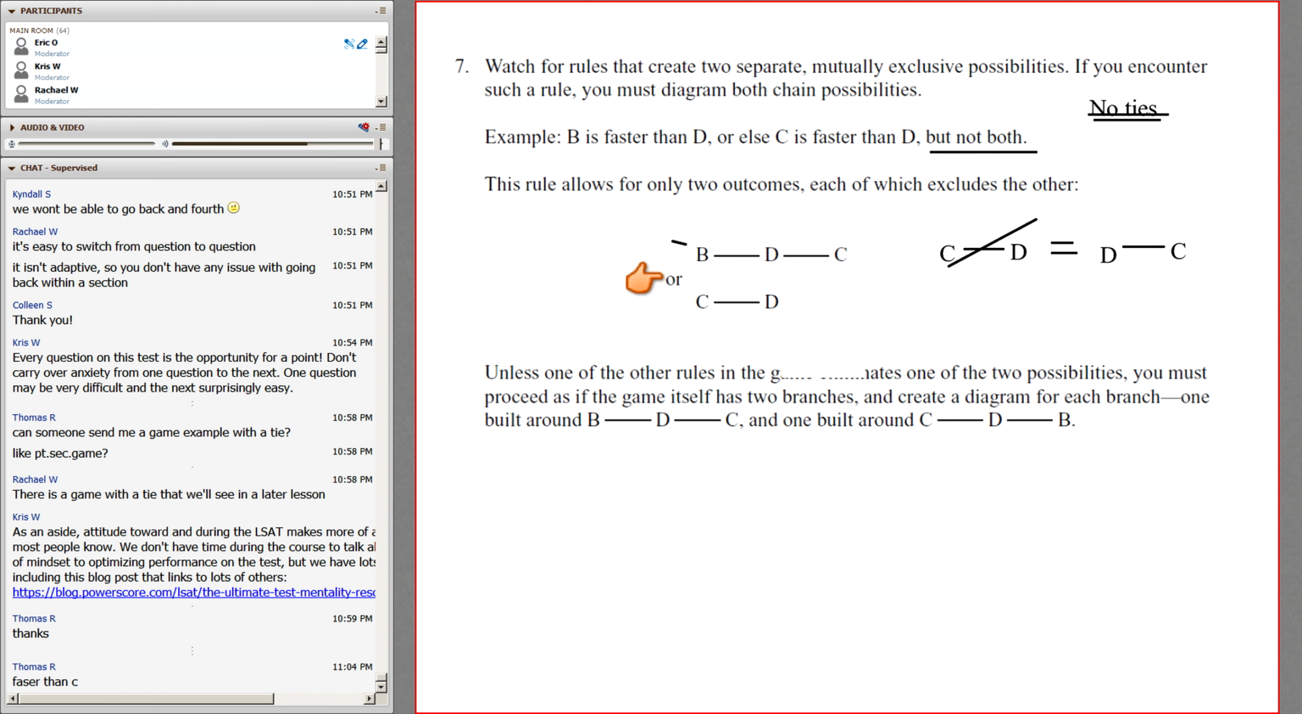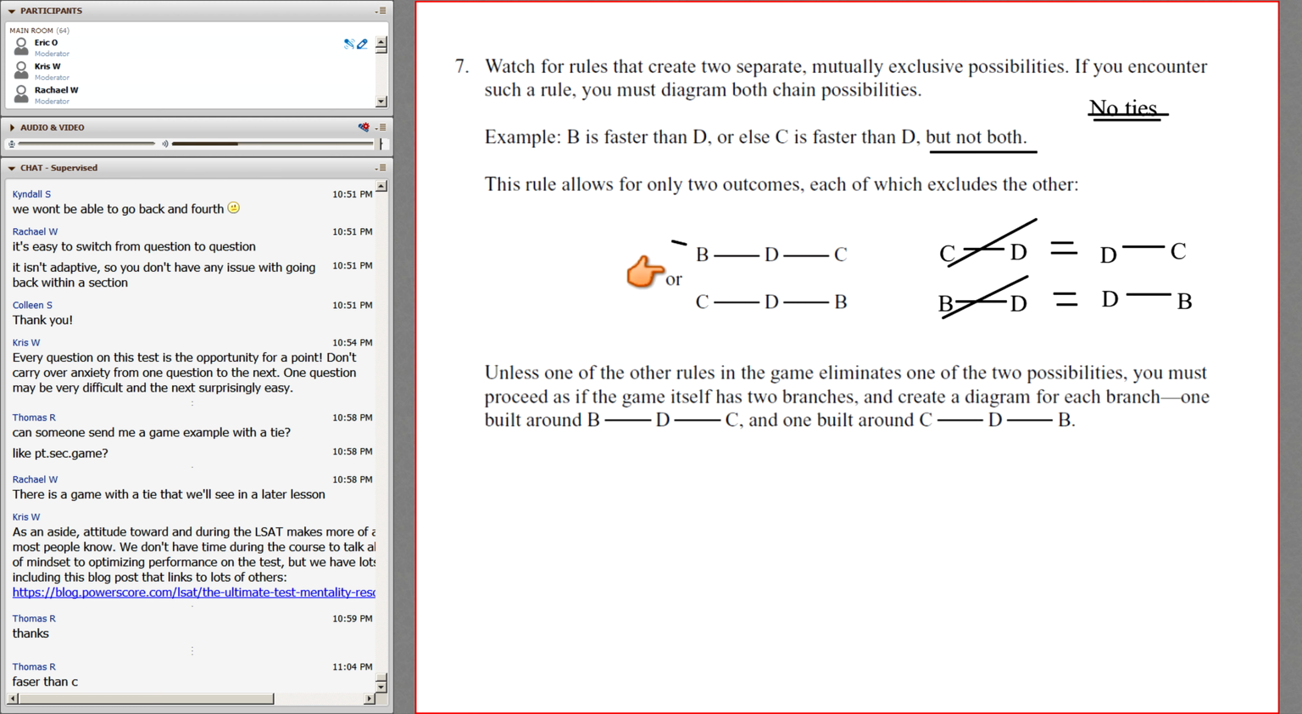Meanwhile, in the other scenario, if C is faster than D, this phrase implies that therefore B wouldn't be faster than D. And again, as I said before, if that is true and there are no ties, that would equate to D would have to be faster than B. And that we could put on the end of the second chain.